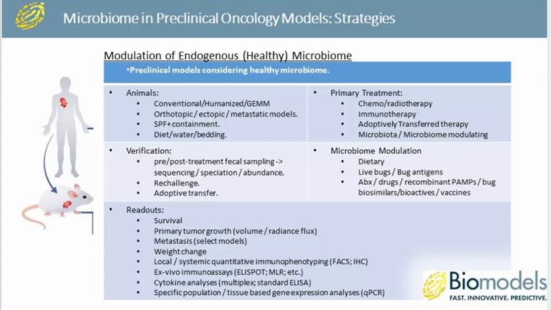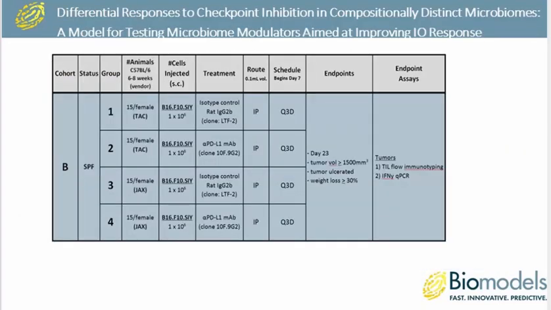So what are some of the strategies we can use in terms of looking at microbiome? Probably the most simple one is to modulate an endogenous or healthy microbiome. So again, there's a lot of words on this page, but basically these kinds of models can be layered to look at specific questions and specific readouts. Basically, these are models where the animals will come in and be kept at specific pathogen-free, SPF plus containment, and will have their microbiome controlled for throughout the study.